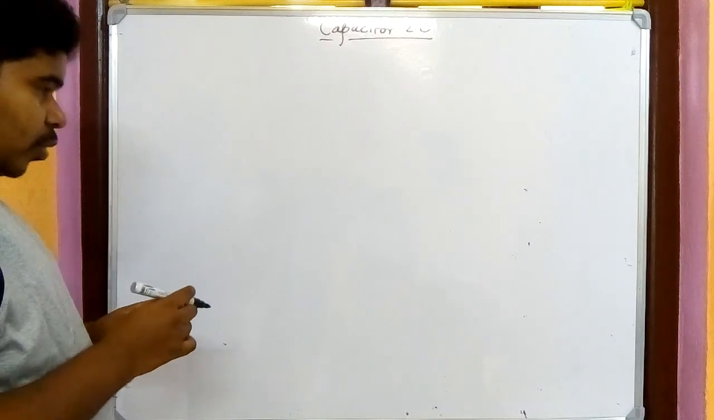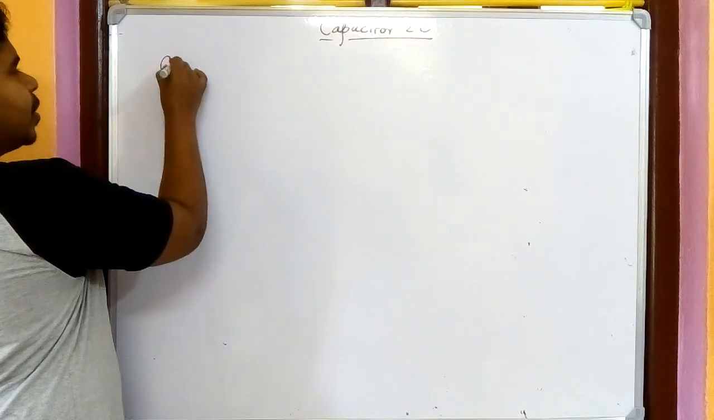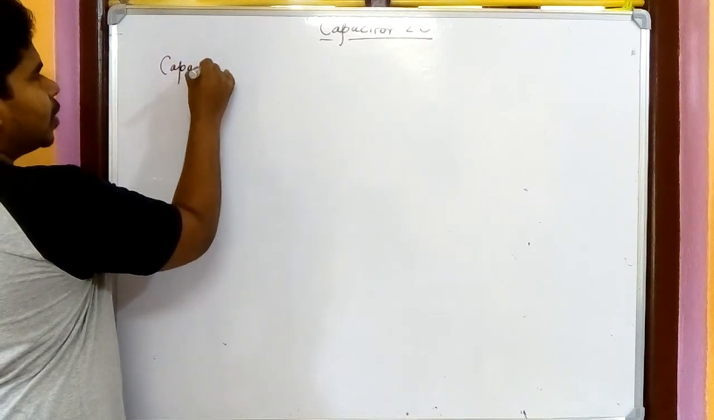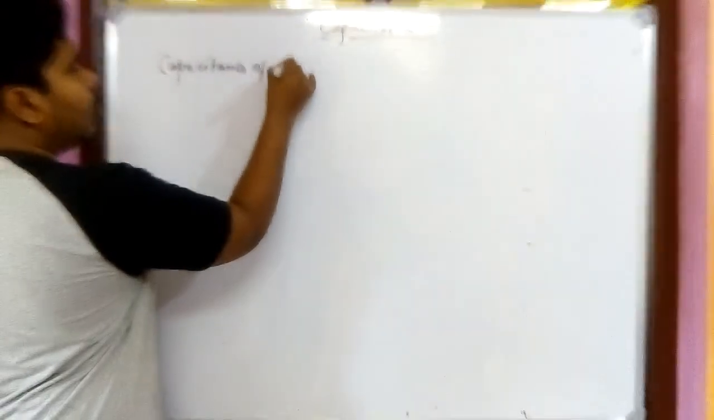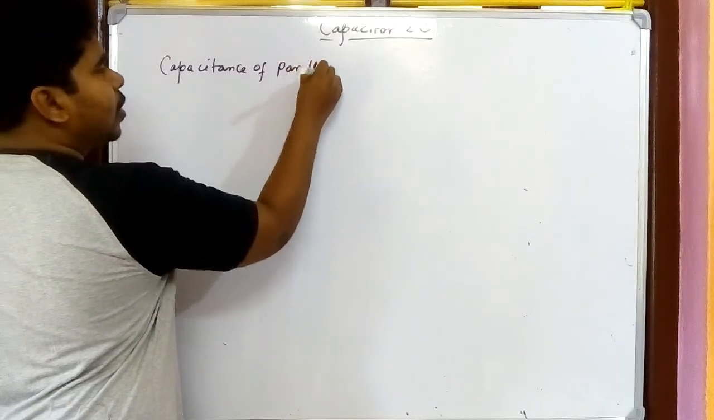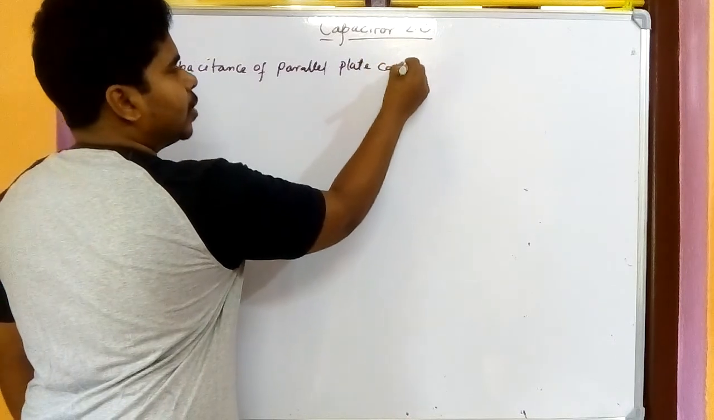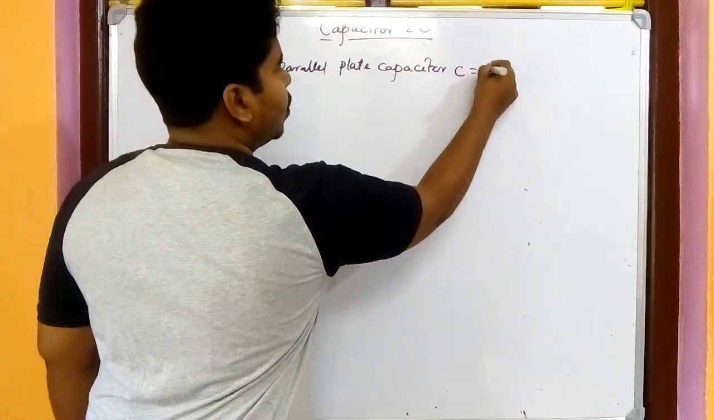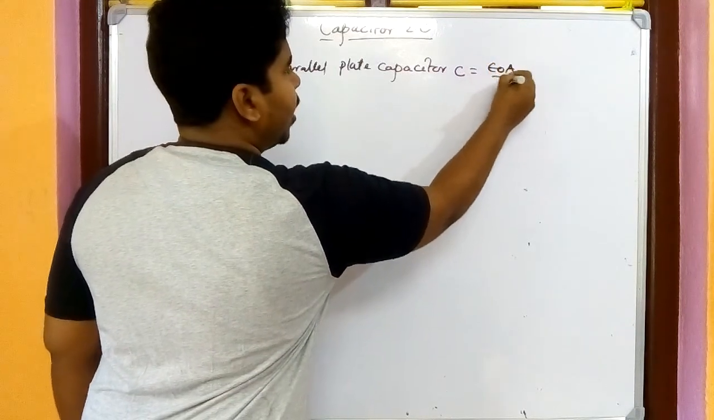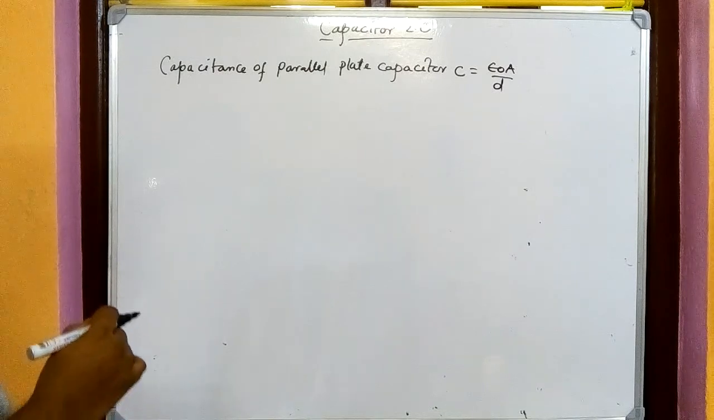Okay. So till the previous class we have learned the capacitance of a parallel plate capacitor, that is C equals epsilon naught A by D. This is the last part we have derived.